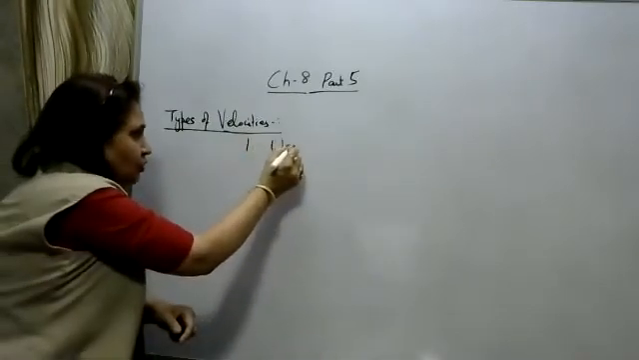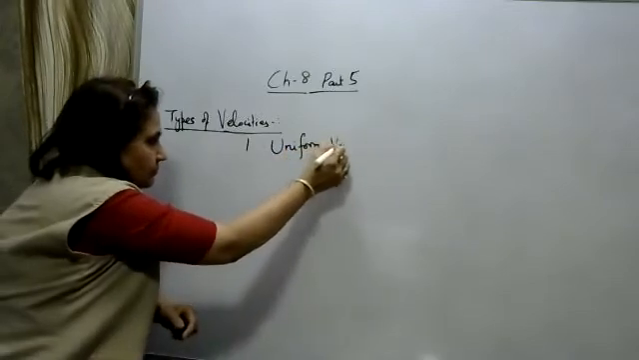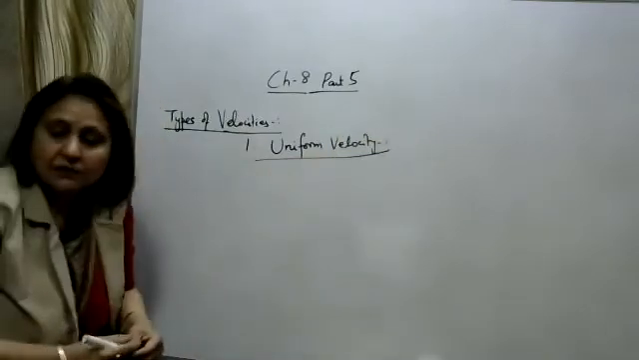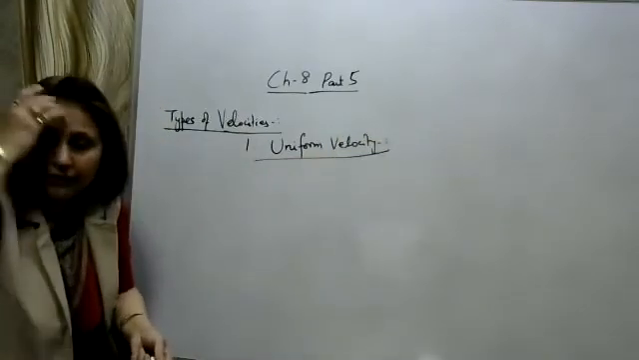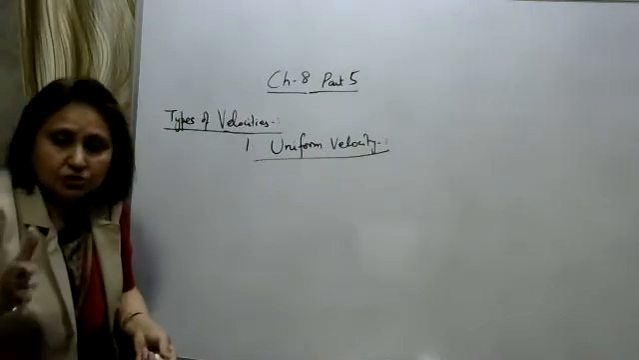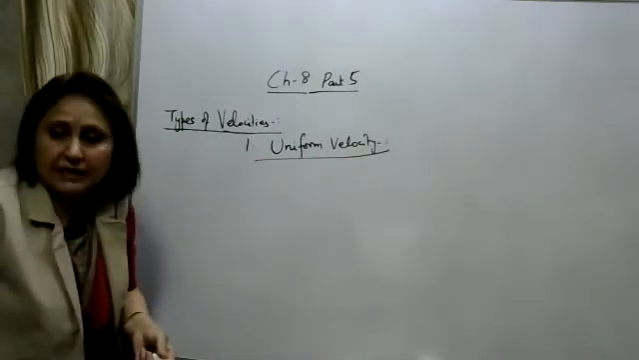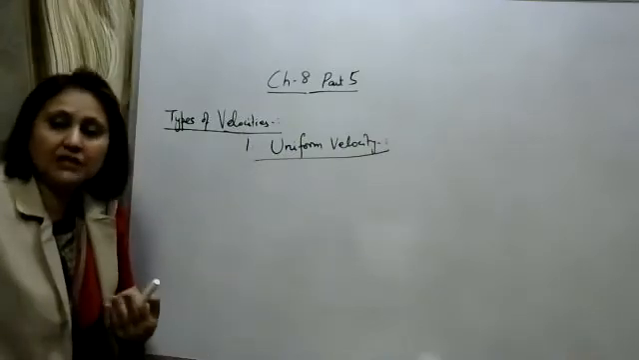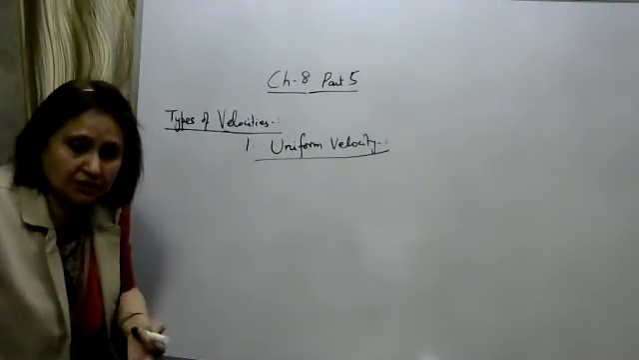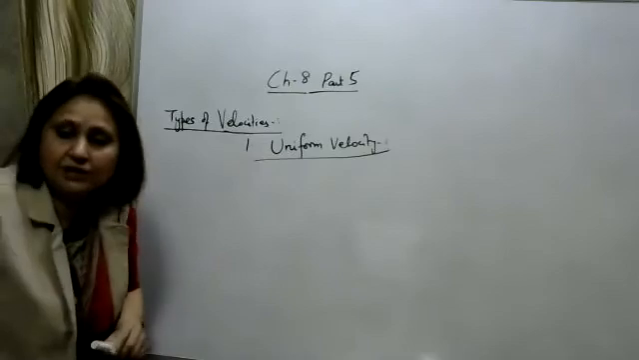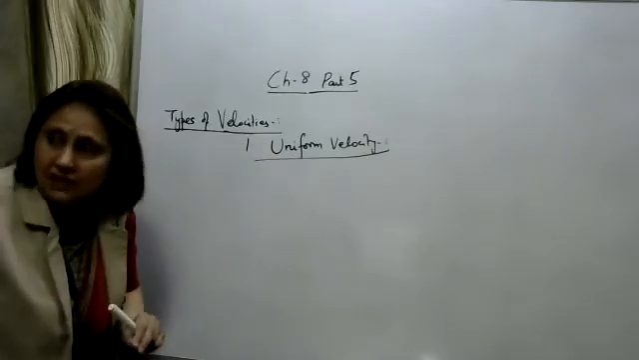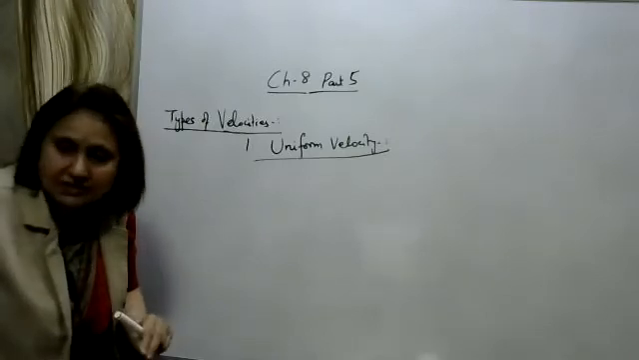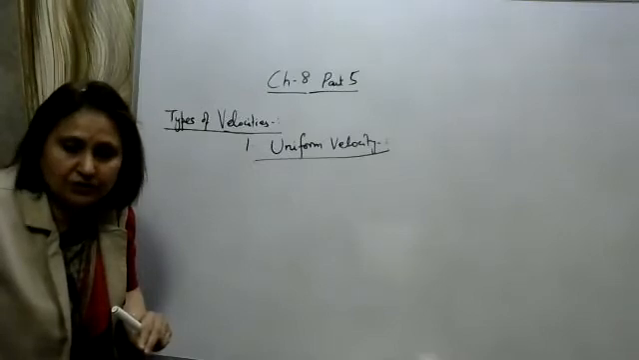Write the first one, uniform velocity. Uniform velocity means constant velocity. Now velocity is speed with direction, so the speed should be constant, as well as the direction should be the same. The direction should not change, that is, it should keep on moving in the same straight line. Then such a velocity we call uniform velocity.